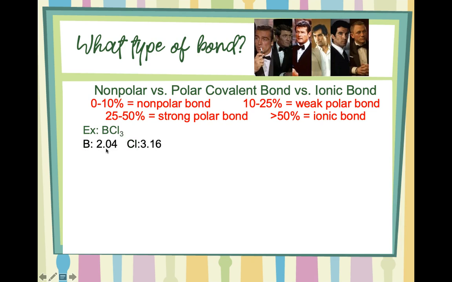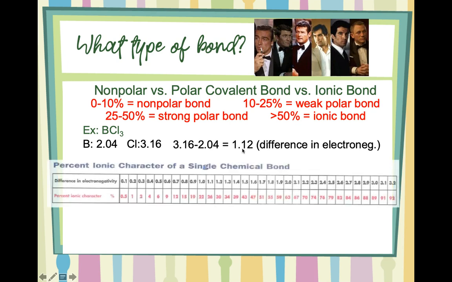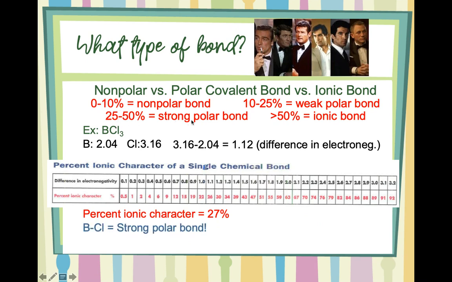So boron's electronegativity value is 2.04. Again, you can look that up on the periodic table or anywhere you can find electronegativity values. And chlorine is 3.16. I need to know the difference between them to see how much difference there is between the two nuclei. So I subtract them, I get 1.12. I look on that list. 1.12 is somewhere around here. So percent ionic character, somewhere around 27. A 27% difference falls in this range, meaning that's a strong polar bond.